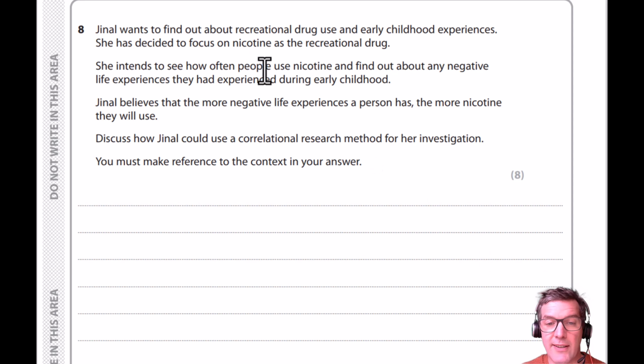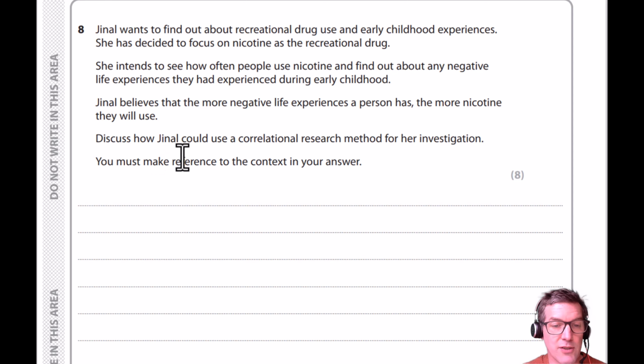So Janelle wants to find out about recreational drug use and early childhood experiences. She's decided to focus on nicotine, and she intends to see how often people use nicotine and find out about any negative life experiences they had during early childhood. She thinks more negative life experiences, then more nicotine will be used. So discuss how Janelle could use a correlational research.